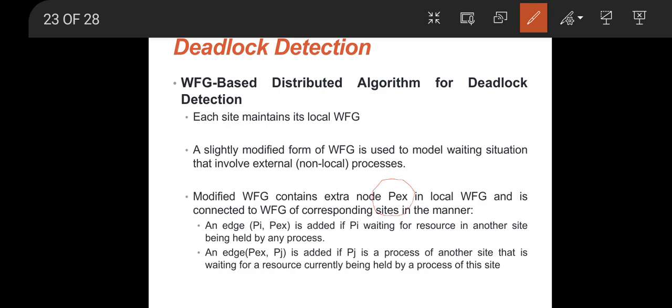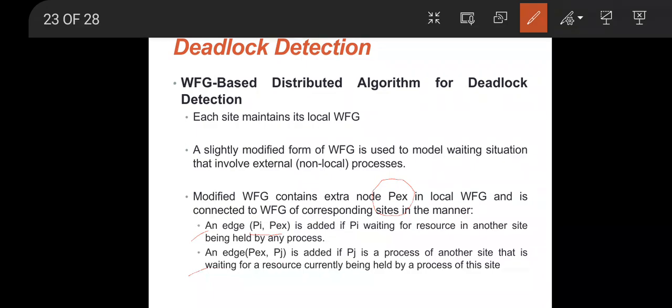Now, how this algorithm works, or on what basis PEX will be added, is by these two conditions. A site is going to add an edge from Pi to PEX if Pi, a process known to that site, is waiting for a resource that belongs to another site and is being held by some other process. That means if a site knows that a process Pi is waiting for a resource of another site which is not currently available, then for now the site does not know which other process is holding that resource. So it will consider this as some PEX process, and it is going to add the edge from Pi to PEX.